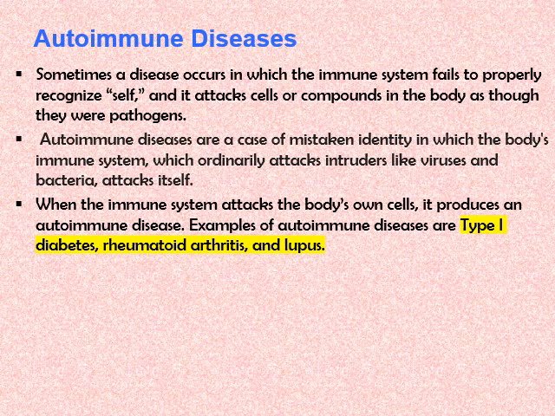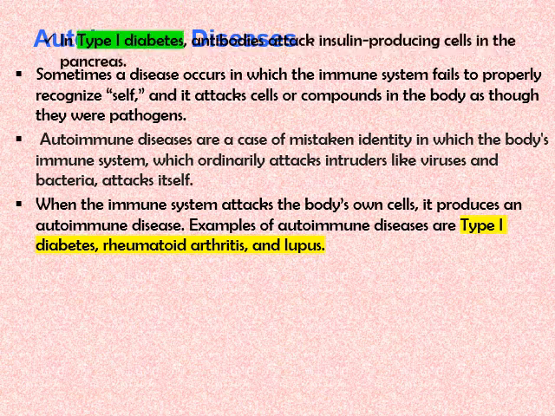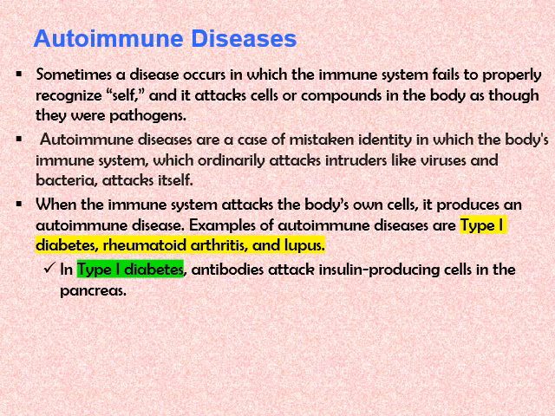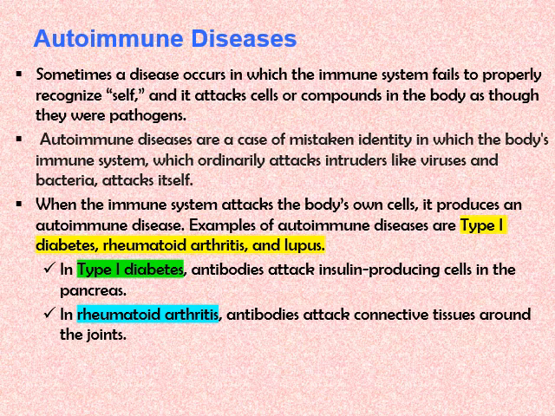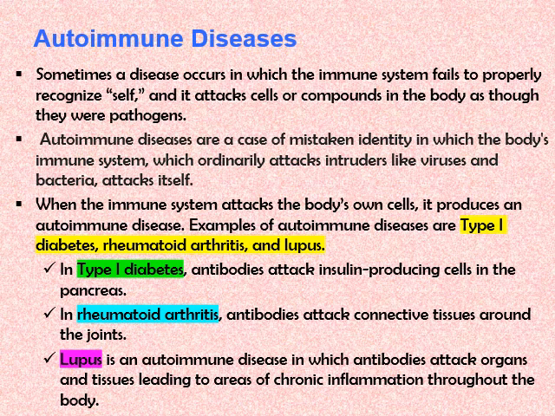Examples of autoimmune disease include type 1 diabetes, rheumatoid arthritis, and lupus, among others. In type 1 diabetes, antibodies attack insulin-producing cells in the pancreas. In rheumatoid arthritis, antibodies attack connective tissues around the joints. And lupus is an autoimmune disease in which antibodies attack organs and tissues, leading to areas of chronic inflammation throughout the body.